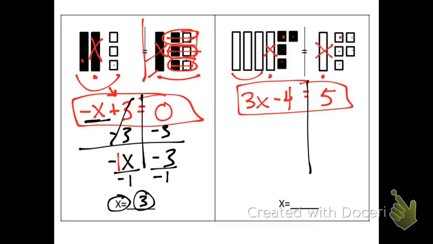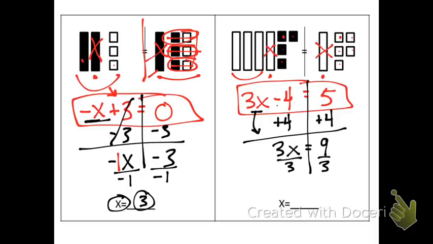First step, I want to get the x's by themselves. Well, I see a minus 4 here, so I'm going to add 4 to both sides. That's going to give me a 9 on the right, and it's going to leave my 3x to come down. Now I know this is a multiplication problem because I have a number right next to a letter, so I'm going to divide both sides by 3, and x is going to equal positive 3.